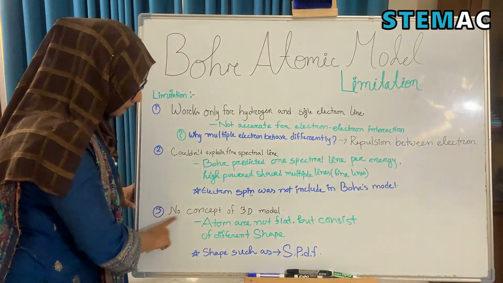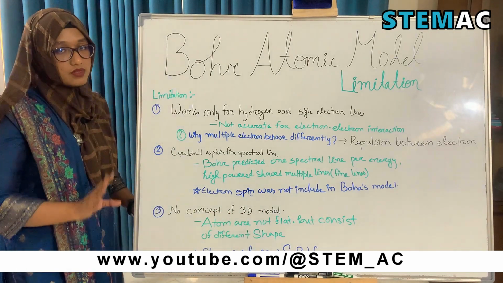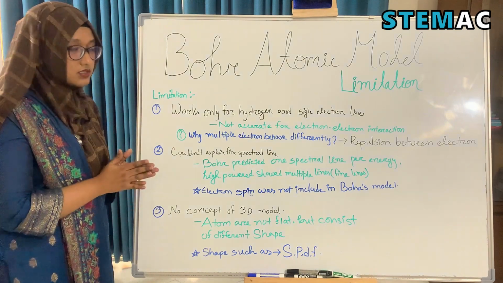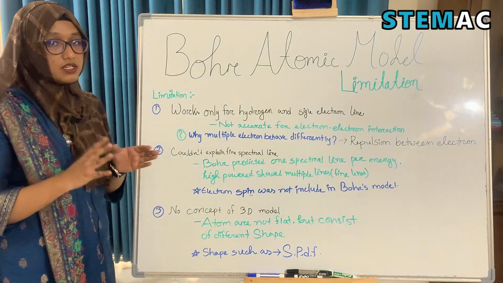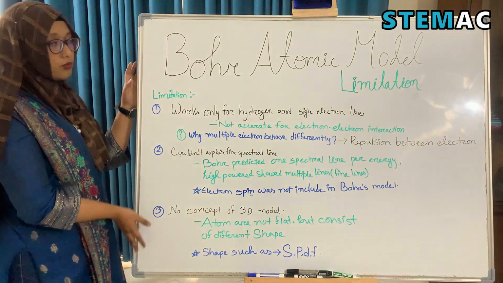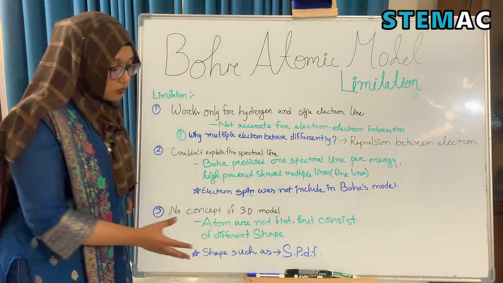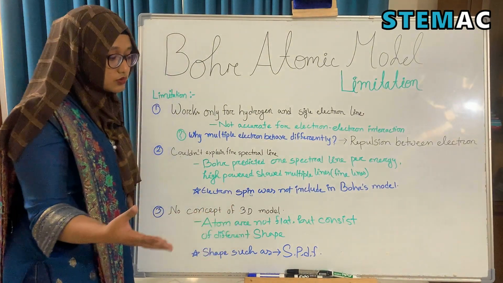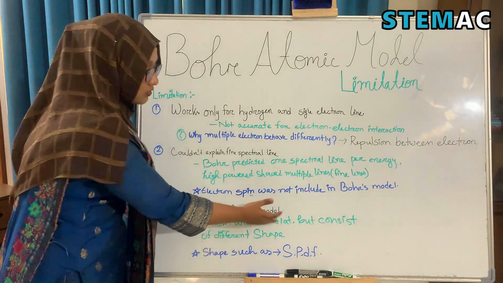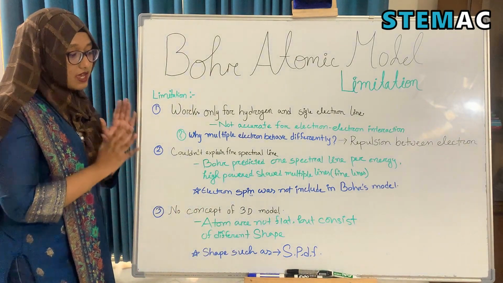And the third point: no concept of a 3D model. The atom is not just a flat thing like a plate or a board. It has a shape. He could not explain how those electrons are moving, and he could not come up with the 3D model. Actually, the atom has a 3D model.